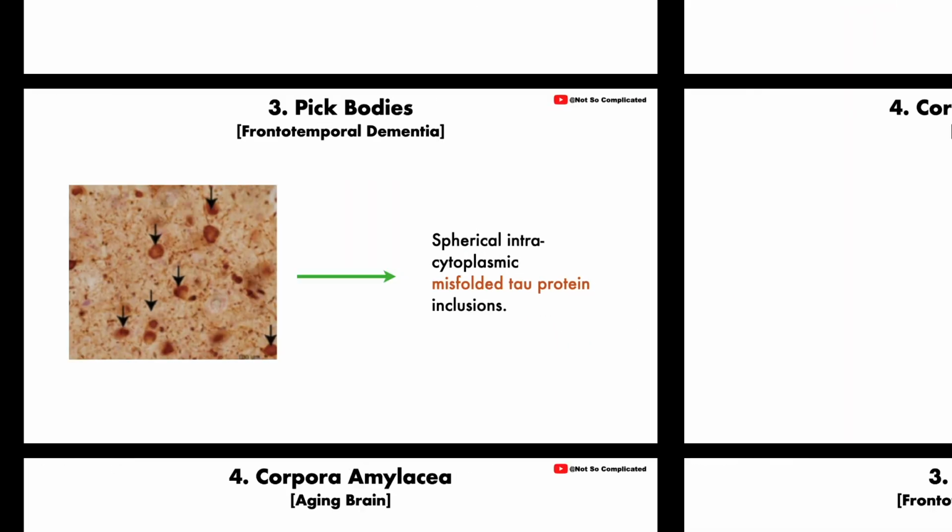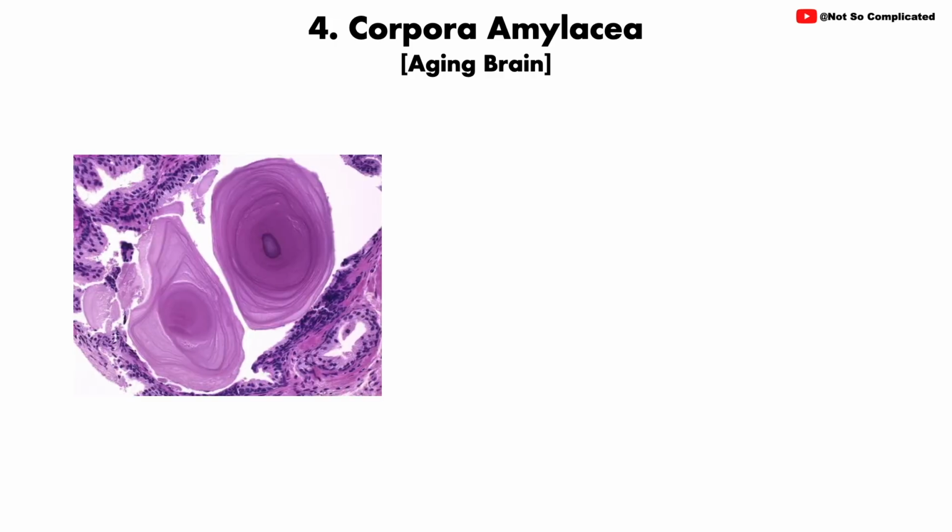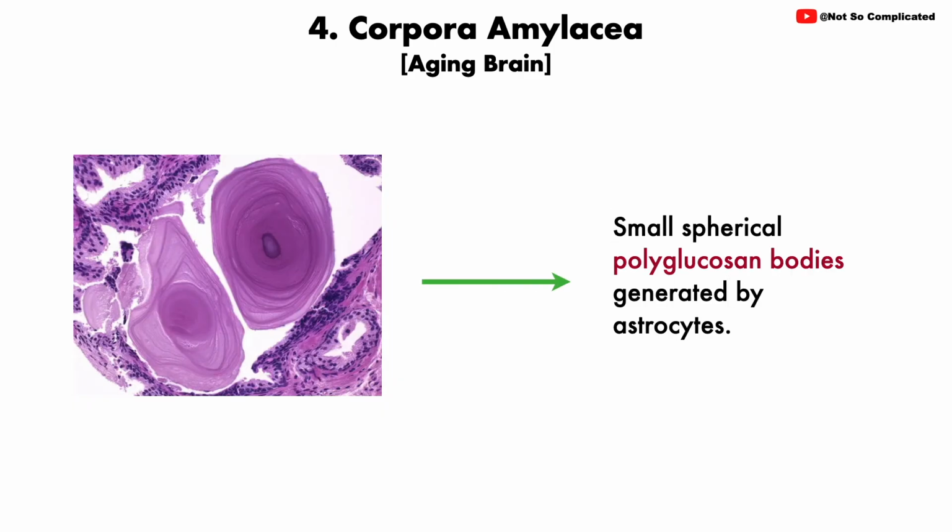All right. So the fourth one we have is corpora amylacea, and they are present in the aging brain, and they look very distinct under the microscope, and these are small spherical polyglucosan bodies generated by astrocytes. These astrocytes are the macrophages in our brain.